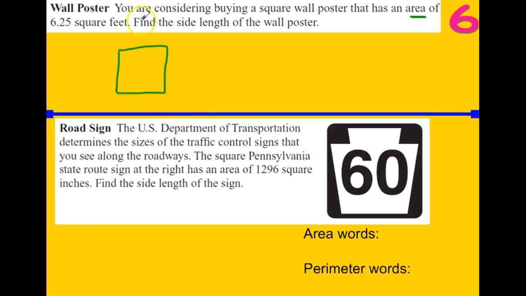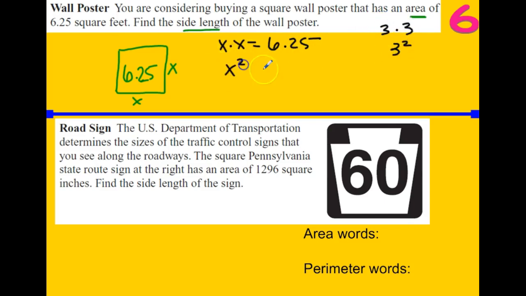So here's a square. The area on the inside is 6.25. We need to find one of the sides. We don't know what they are, so I'm going to say that's x. However, area is base times height, and since it's a square, we know both sides are the same. So x times x should give us 6.25. Another way to write x times x, like 3 times 3 is the same as 3 squared, is x squared.